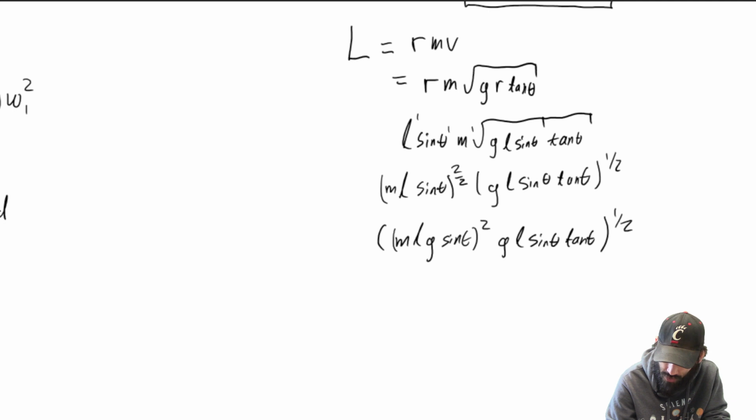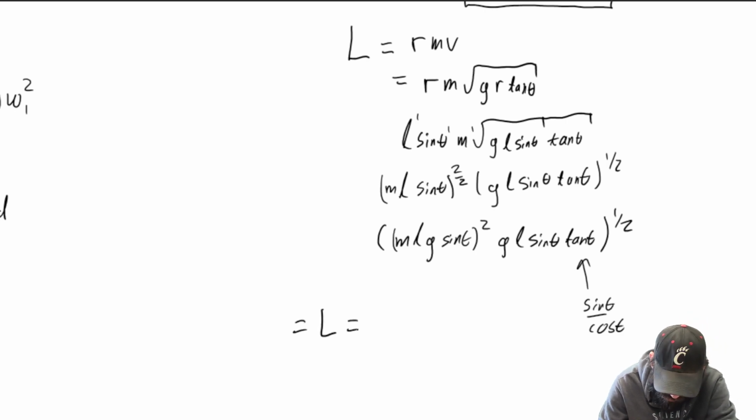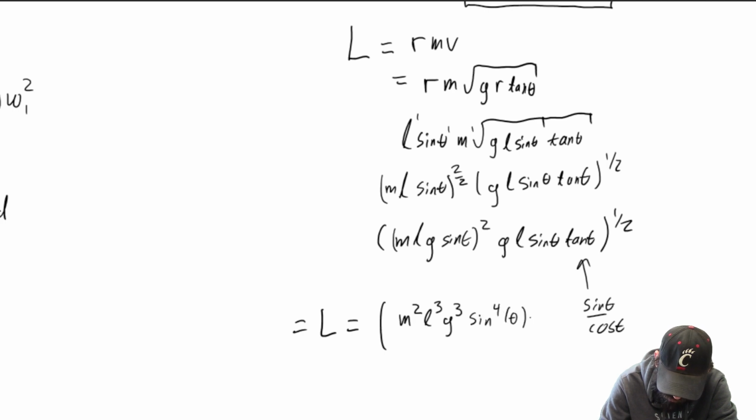Okay. And then the last thing that we can do here is distribute everything, and they have this in terms of a cosine. So this is going to go back to being a sine divided by a cosine. We're going to have 4 factors of sine. So let's collect all of our terms so we have the final answer here. So L is going to be equal to m squared L cubed g cubed times sine to the 4th of theta divided by cosine of theta.